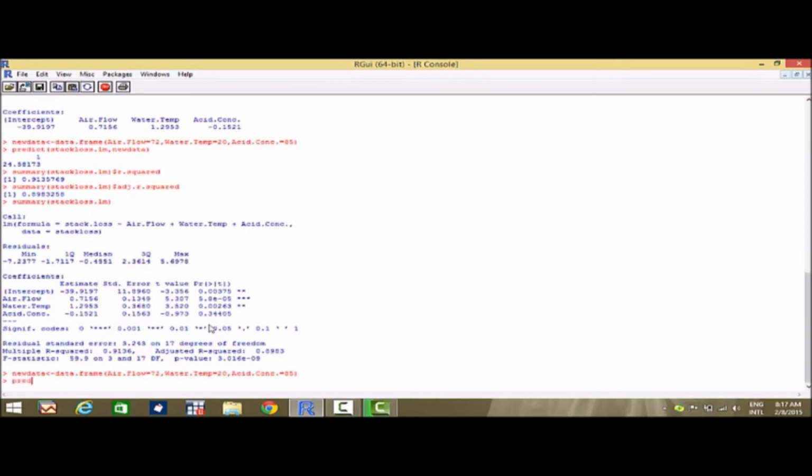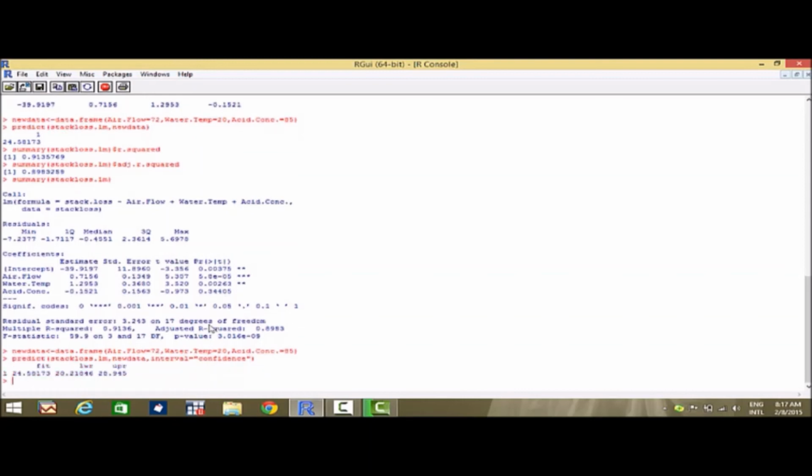Then I predict these values using stack loss dot lm with the new data values, keeping interval is equal to confidence. Thus, the fitted value is 24.5 and the lower and the upper bounds are 20.2 and 28.9 respectively. With this, we fitted a 95% confidence interval.